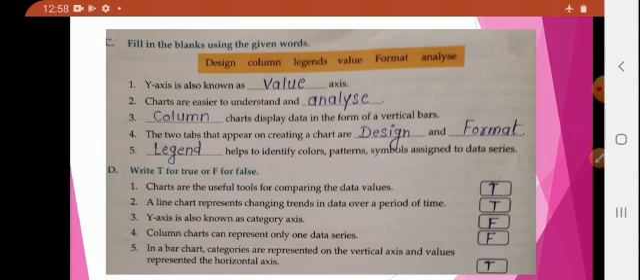Now question number D: write T for true or F for false. Charts are useful tools for comparing the data values. True. A line chart represents changing trends in data over a period of time. True. Y-axis is also known as category axis. False. Column charts can represent only one data series. False. In a bar chart, categories are represented on the vertical axis and values on the horizontal axis. True.